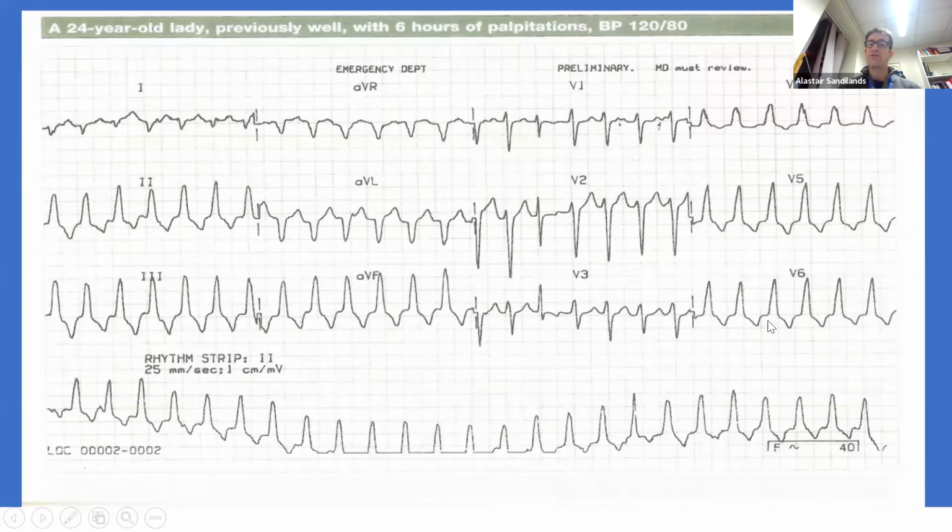Is there a delta wave? No, there isn't. Is this a typical bundle branch block pattern here? No, it's not. It's not left, it's not right bundle branch block. So we're thinking this is VT. So let's see if we can answer some of the questions ourselves.